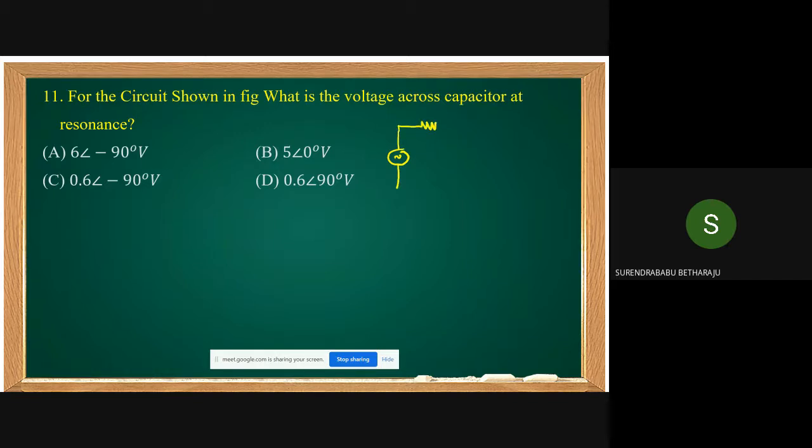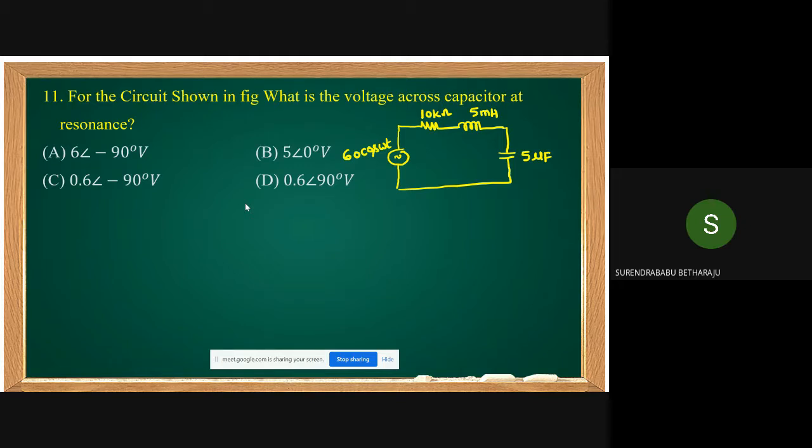Come on, students, do this. This 10 kilo ohms, 5 millihenry, 5 microfarad. The supply given is 60 cos omega t. For the circuit shown in the figure, what is the voltage across the capacitor at resonance condition?